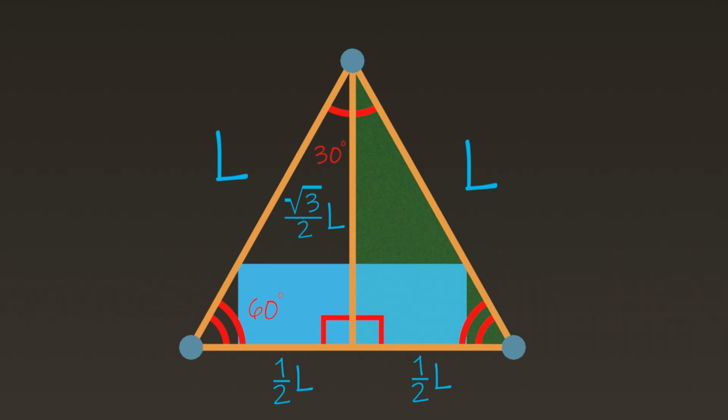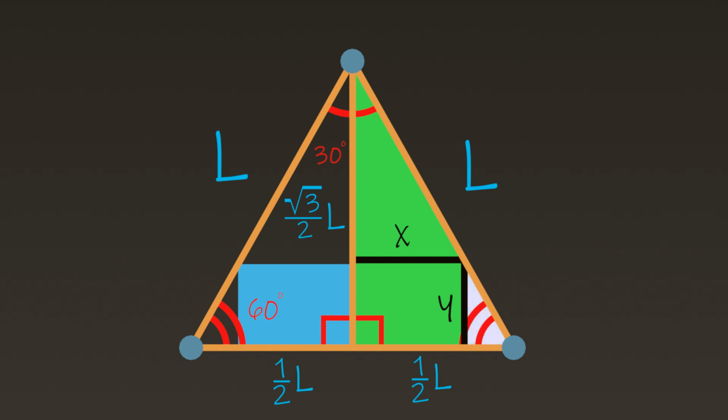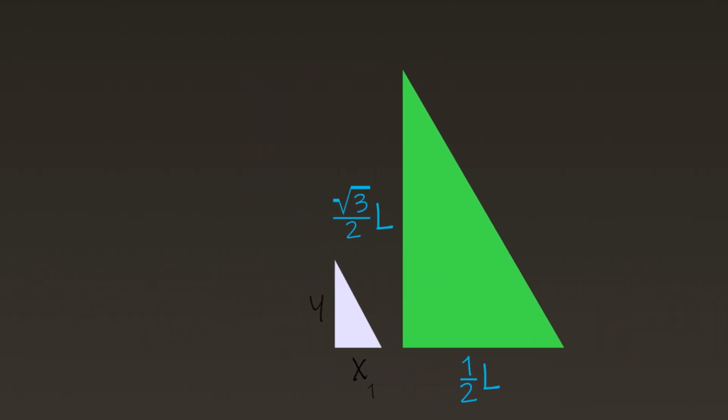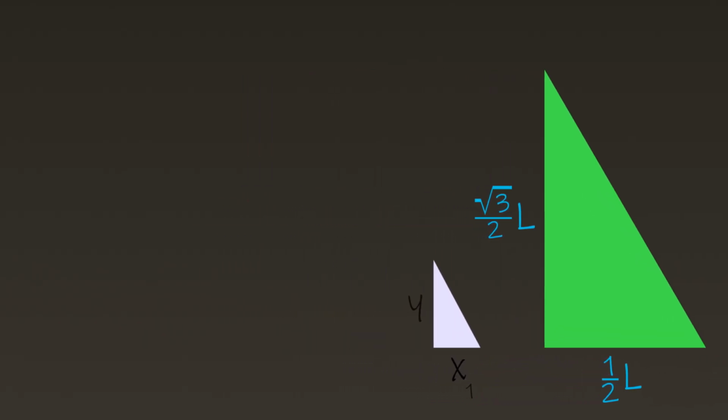Now, let's focus on one of these right triangles for a moment. We'll denote y as the height of our rectangle and x as the length of the rectangle's base within this right triangle. We will note that there is a right triangle formed by drawing an altitude from y to the base. We will denote the base of this triangle with the value of x sub 1. By using the similarity of triangles, we can relate y and x1 to values in terms of L.